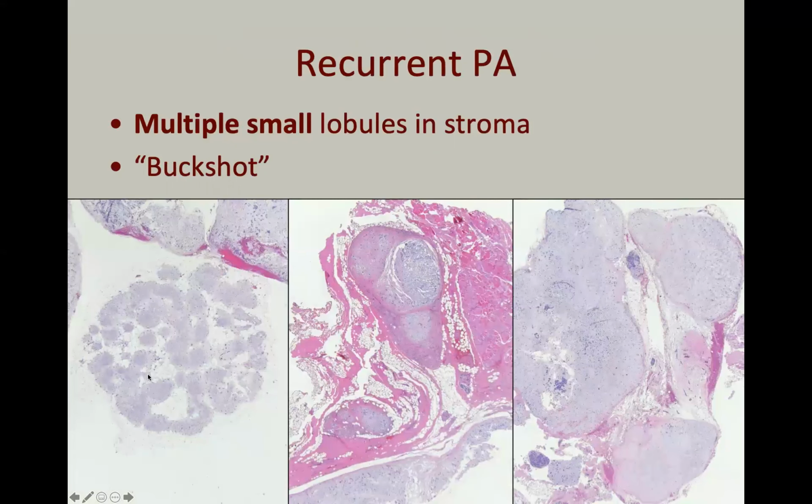So recurrent PA tends to look like multiple small lobules in the stroma, kind of this buckshot appearance. If we see this histologically, this is very classic for recurrence. So this patient has had a PA before, they've been operated on before. This is not what a de novo PA looks like, these small, small, small nodules.